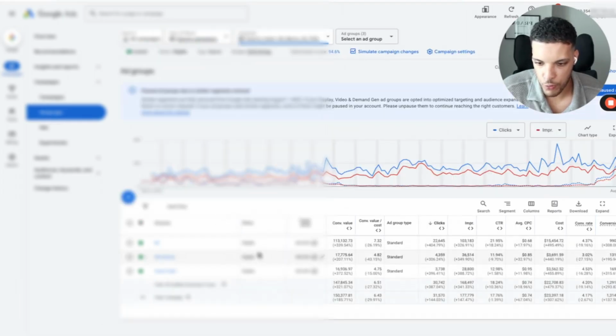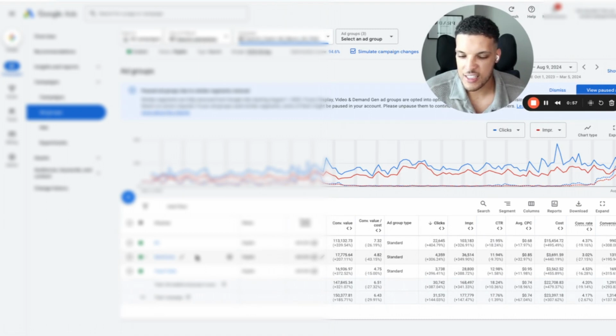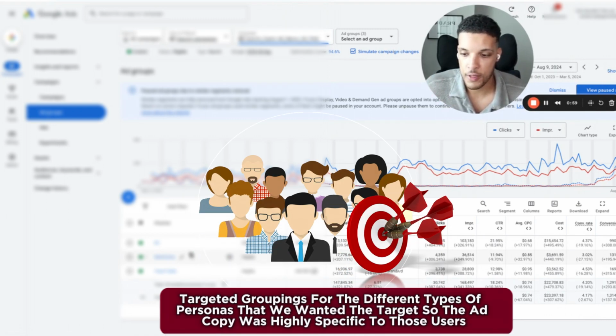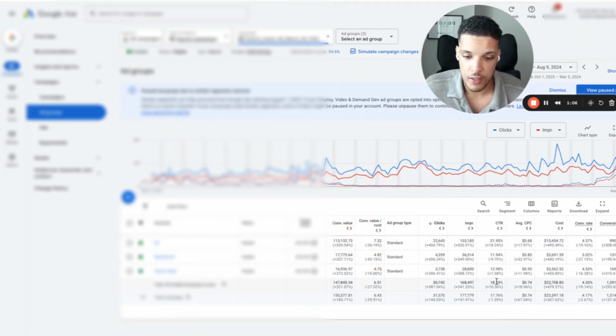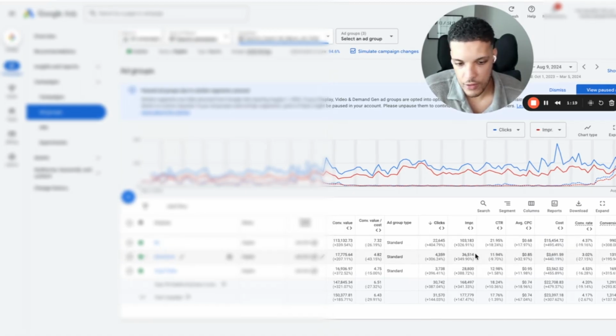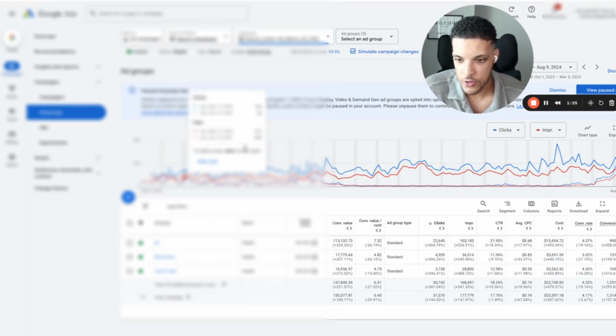And the way we improve performance on this was to break out the ad groups into specific targeted groupings for the different types of personas that we wanted to target. So the ad copy was highly specific to those users, giving us over an 18+% click-through rate, 21%, 11%. These click-through rates were very, very high when typically about a 3 to 4% click-through rate is good. So this helped increase our click-through rate and overall performance on the account here. So that helped a lot.